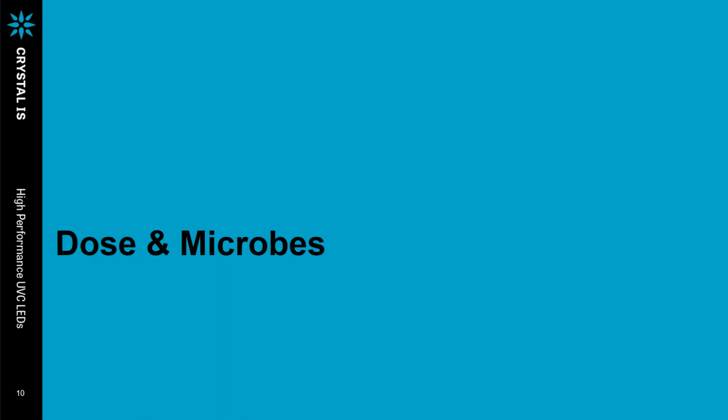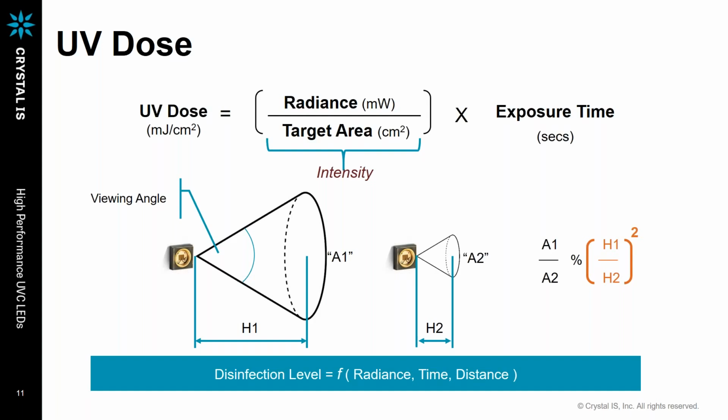Jumping right into dose and microbes. How do we calculate the dose? I think most of you should be familiar with it, but the UV dose is typically defined as millijoules per square centimeter, or joules per meter squared is another term you will see. That is equivalent to the power output coming out of the LED divided by the target area in square centimeters. That would give you the intensity, also called irradiance. And you multiply with the exposure time, which is typically in seconds. So you are talking about how long you have to expose the microbe.